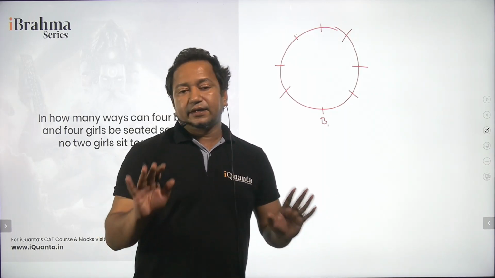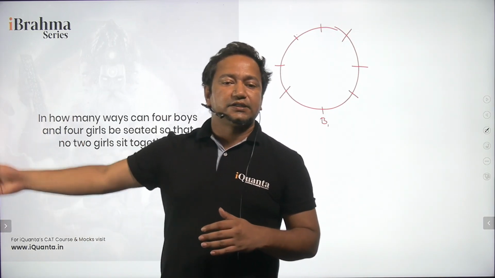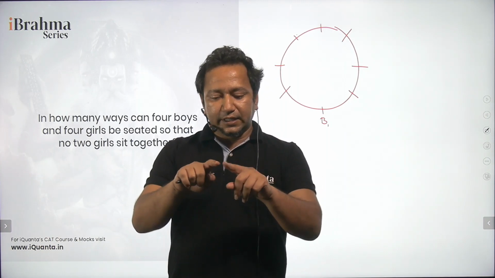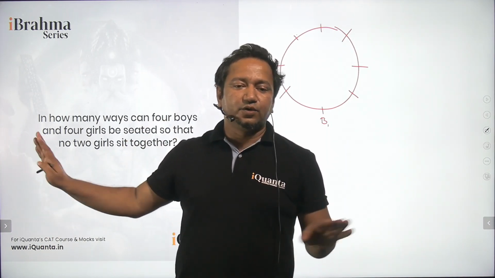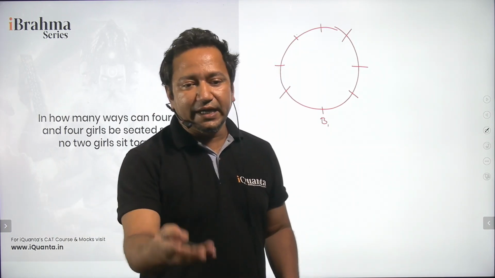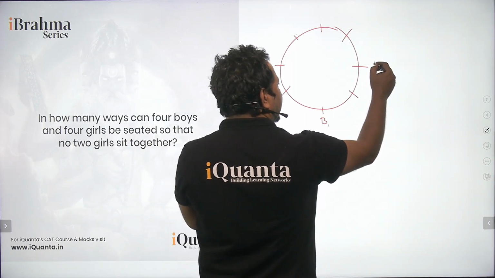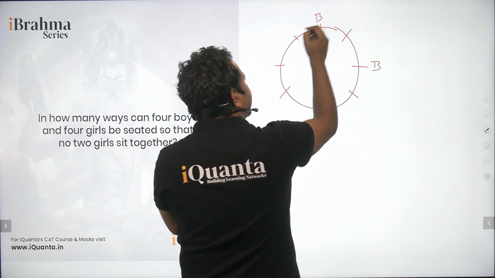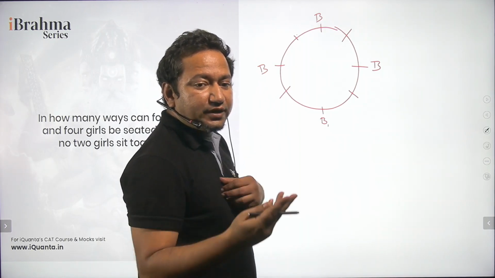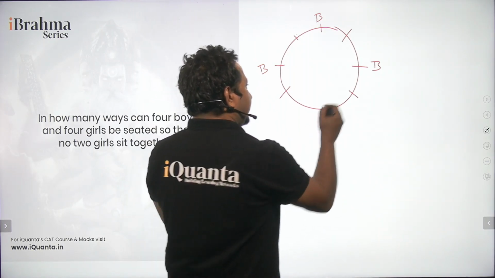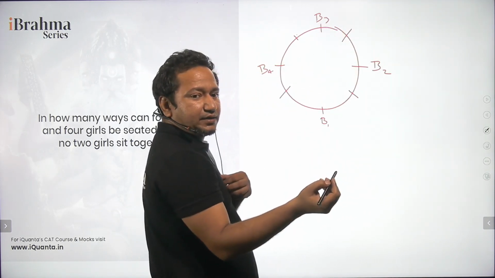There's one thing. In the linear case, there was an extra space beside the last boy. But in the circular case, everything is a circle, so it comes back to where it started from. So of course there'll be no extra space, and the girls would not be having 5 spaces. So the only way left is to fix the boys like this. There are 4 boys, and with respect to the first boy, the other 3 can be arranged.